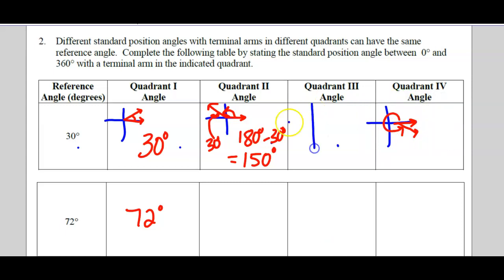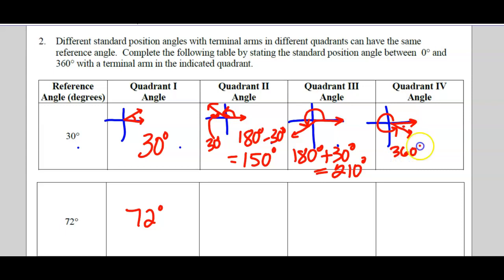Okay, so let's do this again. Quadrant 3 would be here, and so this angle is 30. So from there all the way to that terminal arm will be 180 plus 30, which is 210. And then this one, if I fix that up, there we go. This is your 30 degrees, so that's going to be 360 minus 30, which is 330 degrees.